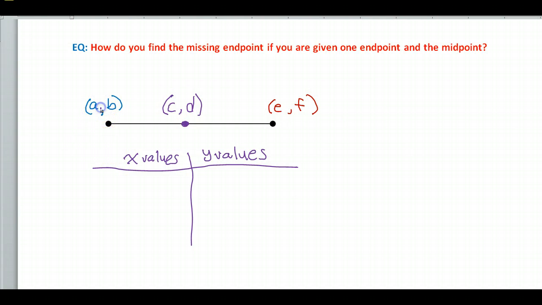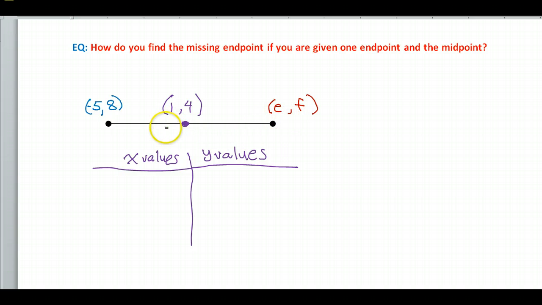Here is a model of 2 endpoints and a midpoint, and we want to explore the relationships between them. Our essential question is, how do you find the missing endpoint if you are given one endpoint and the midpoint? Let's say I give you the first endpoint and the midpoint. So we're talking about a situation like this. We're supposed to find the other endpoint. But really quickly, before I show you how to find the missing endpoint, let me briefly review how we find the midpoint if we know both endpoints.